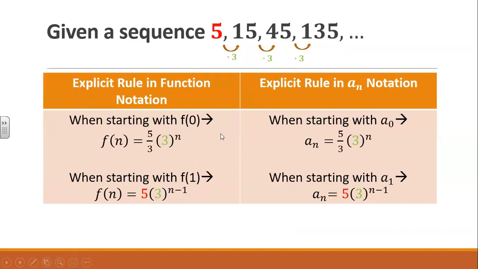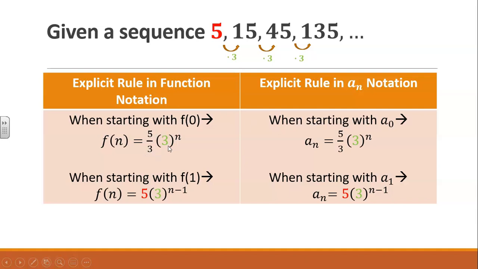With the explicit rule notation, if we start with the 0 term, now this 5 is not the 0 term. Whenever we have a list of numbers given to us in a sequence, the first term is the first term. If we were to work backwards, and instead of multiplying by 3 to move to the next term, divide by 3 to find the previous term, we'd find that the 0 term is 5/3. So f of 0, or a sub 0, is 5/3.